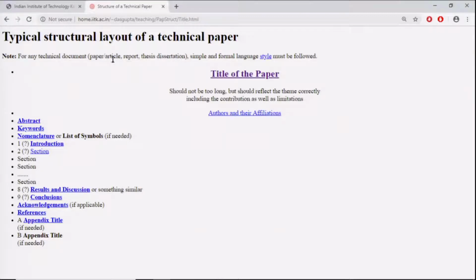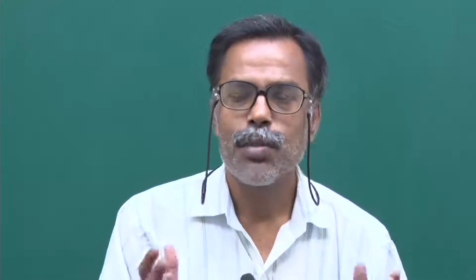whether it is a paper or an article or report or thesis dissertation or book, simple and formal language style must be followed. And whatever we discuss in general sense, most of it is applicable to report writing, thesis writing, etc. also. With a book, there is a significant amount of difference, but otherwise most of the elements are common. However, there are a few differences.